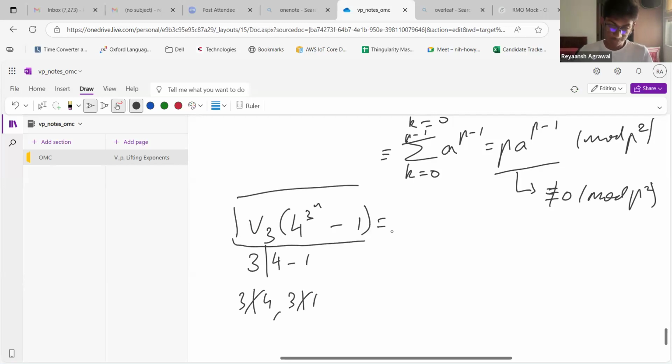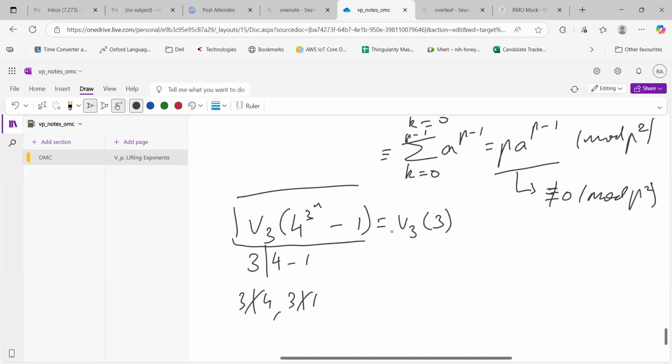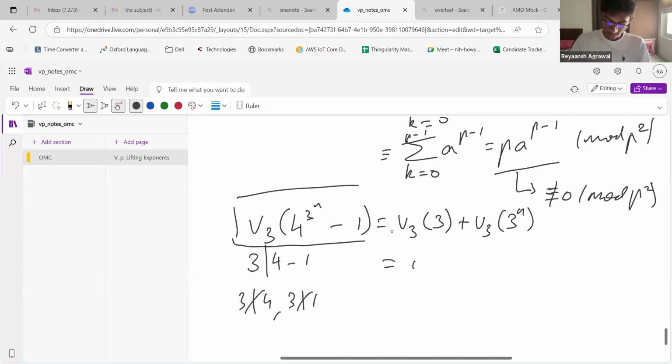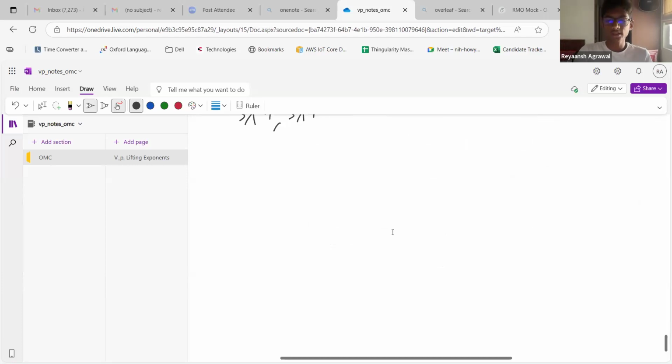We are free to apply LTE, and after applying LTE we see this is equal to V3 of 3, that is 1, plus V3 of 3 to the power n, that is n. Great, so we're done. That's n plus 1.